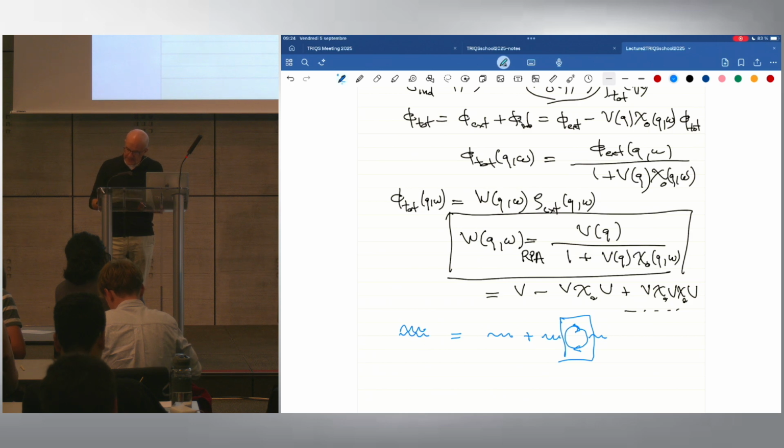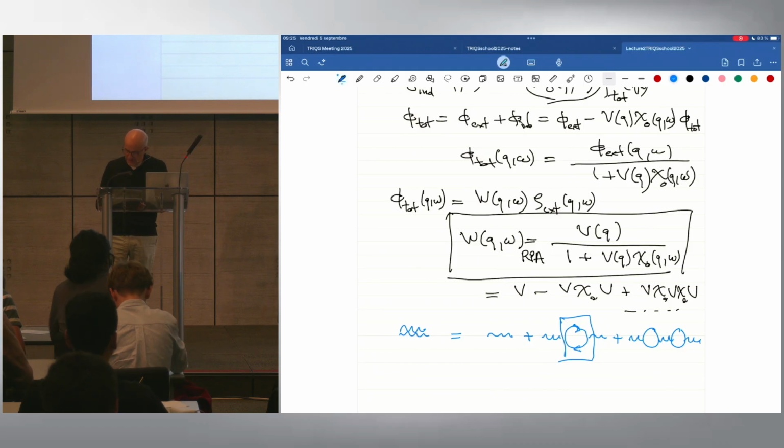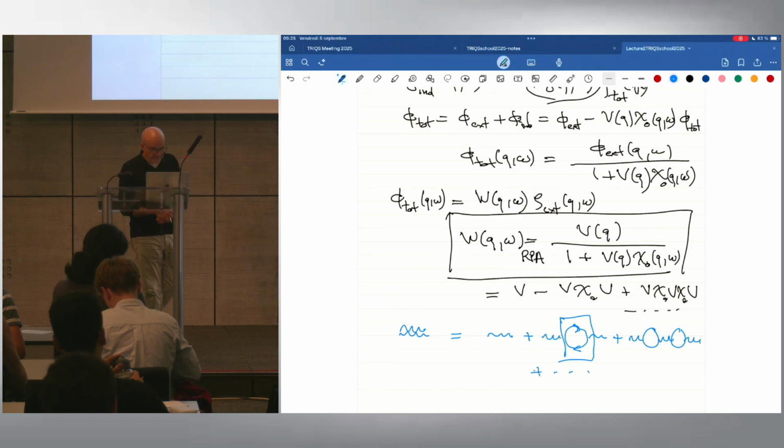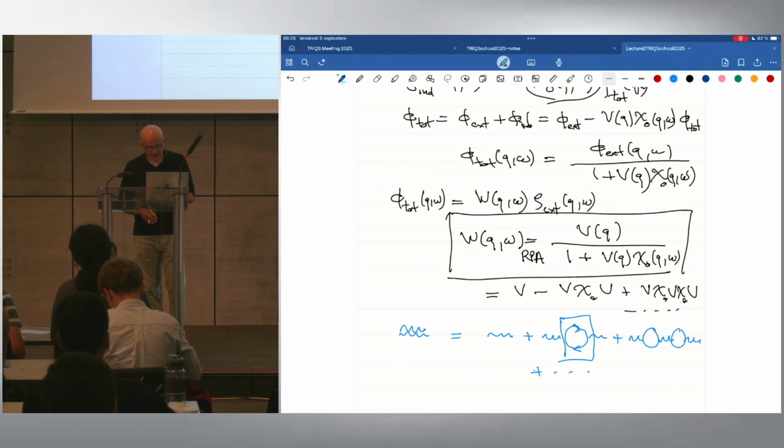And then the next diagram will be two bubbles, right? And the plus sign comes from the fact that there are two bubbles, and so on, right? So this is the diagrammatic interpretation of RPA, and often it is said that RPA is summing up the bubbles.